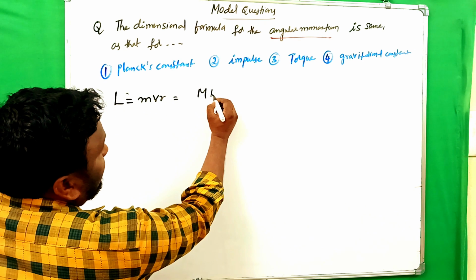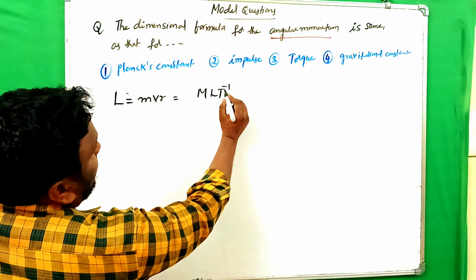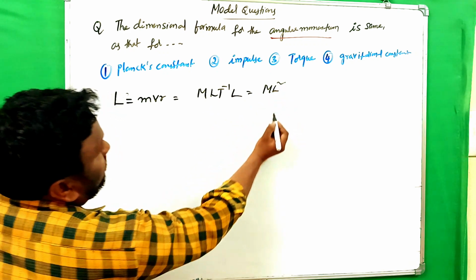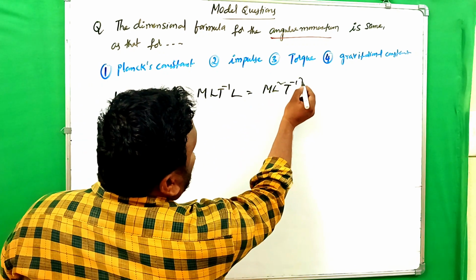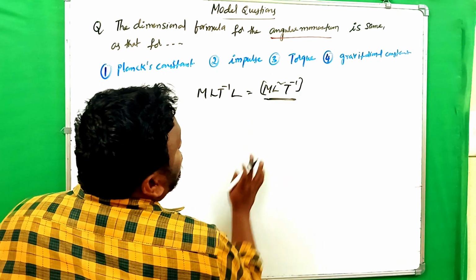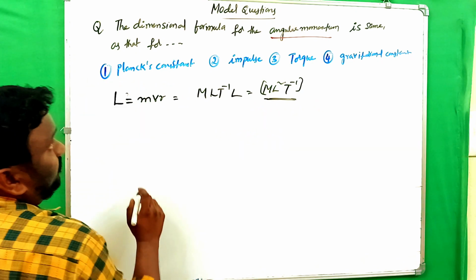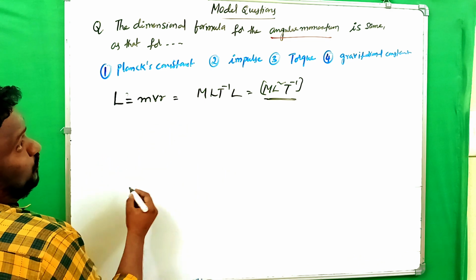So what is the formula here? L is equal to mvr. Here m is the mass, v is the velocity, and r is the distance. Then what is it? ML square T inverse 1. So this is the dimension formula of angular momentum. Okay, now let's check the options.